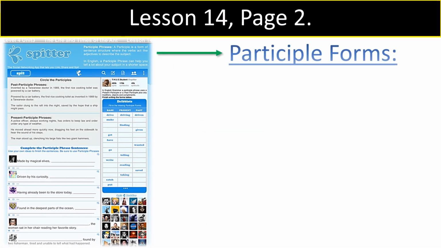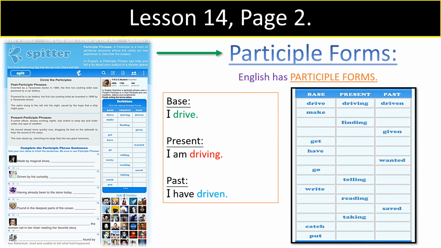Next part, we are focusing on participle forms. English has participle forms. Again, participle means when the verb changes so that it can indicate if it's past or present tense. What you guys need to do today is fill out the base word, the present participle, and the past participle. For example, I drive. I am driving. I have driven. I want you guys to do this with each of the following words.